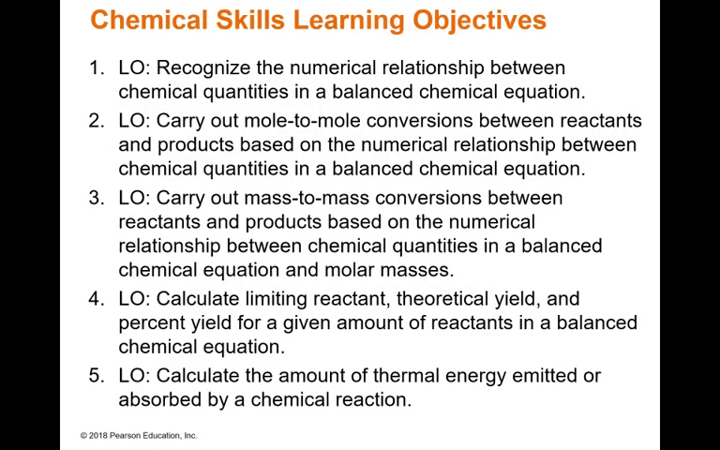Let's recap your learning goals for this chapter. You should now be able to recognize stoichiometric relationships in a balanced equation, perform mole-to-mole conversions, perform mass-to-mass conversions using molar masses, identify limiting reactants and calculate theoretical and percent yields, and calculate the heat emitted or absorbed using delta H rxn and stoichiometry. These are foundational skills that you'll use in many areas of health and clinical science.